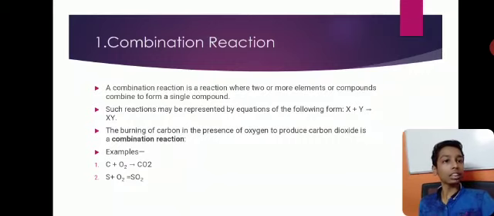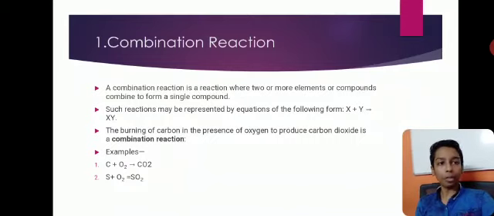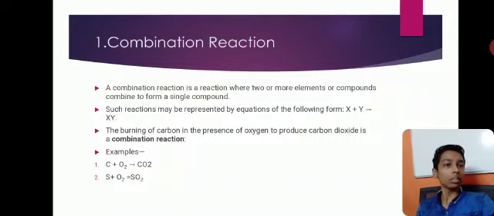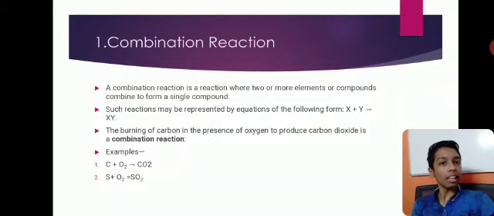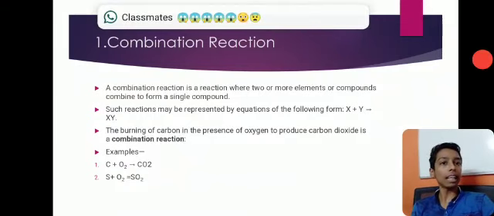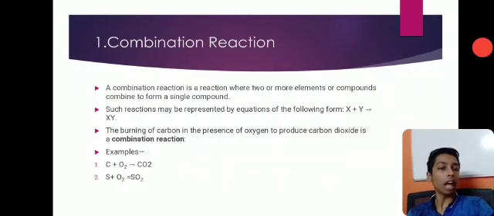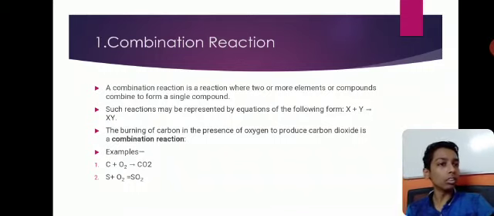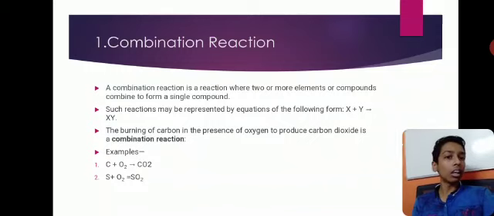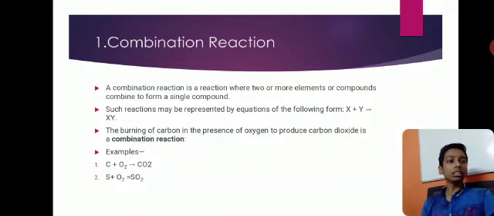A combination reaction is a reaction where 2 or more elements or compounds combine to form a chemical compound. Such a reaction can be represented as X plus Y gives XY. Here X and Y are combined to give us one compound, that is XY. The burning of carbon in the presence of oxygen to produce carbon dioxide is a combination reaction. C plus O2 gives CO2, and S plus O2 gives you SO2. Here both are joined and give a single compound.